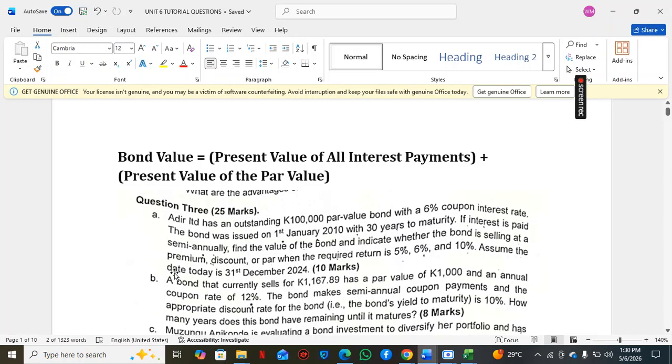Is the bond selling at premium, discount, or par? When a bond is selling at a premium, it means how much you're paying for that bond is greater than the par value. If the bond is selling at a discount, it means what you're paying for the bond will be less than this par value. When the bond is selling at par, it means you are paying this same par value, this 100,000. That's the amount you're paying for the bond.